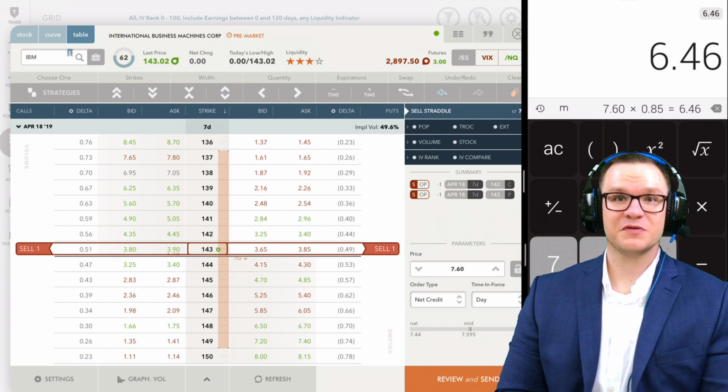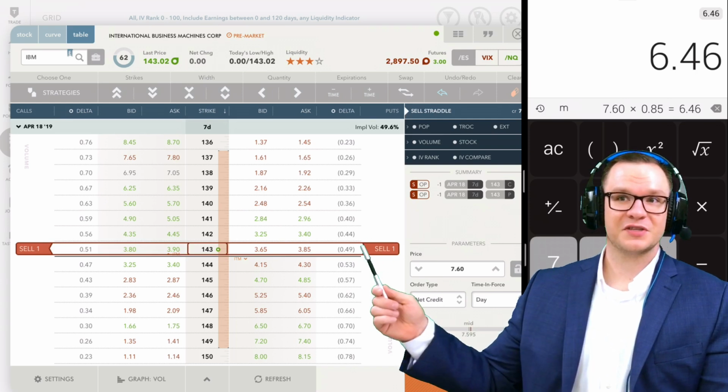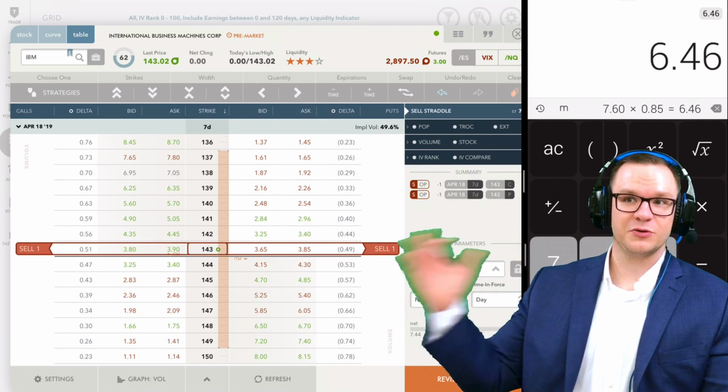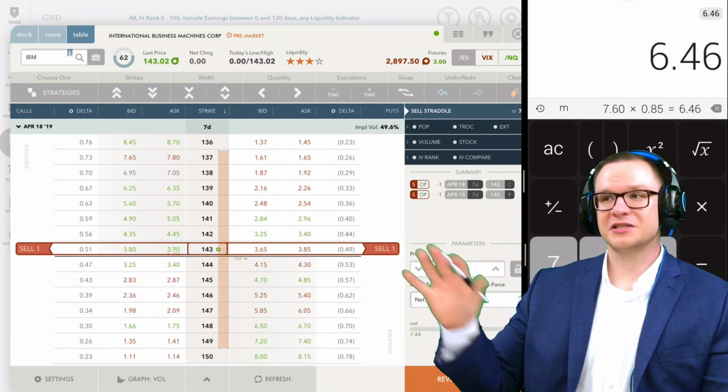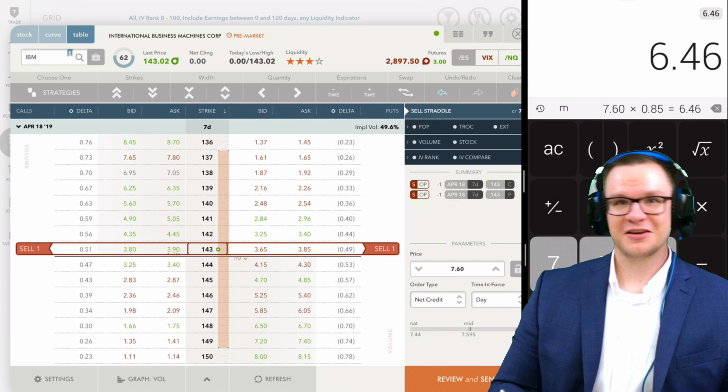Now let's say that it moves both directions, right? Let's say it moves $10 this way and you put the trade on and you try to manage it and deal with that. And then all of a sudden it's moved back $10 the other way.